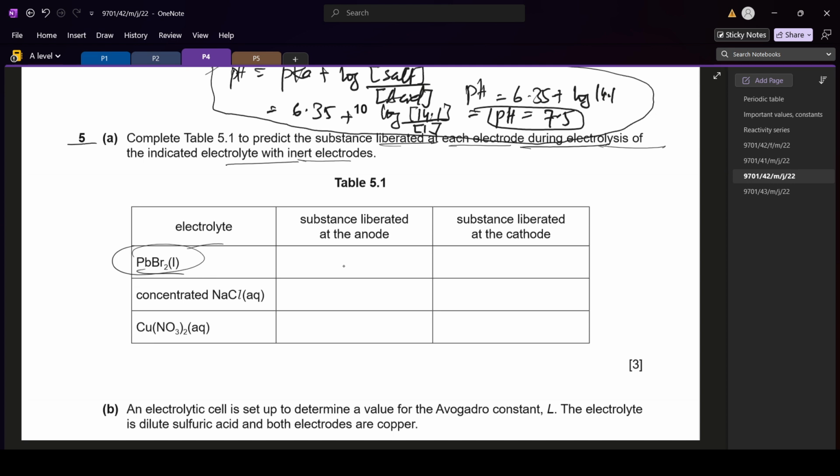So what will be liberated at the anode? An anion is liberated at the anode. So the bromine will be liberated at the anode, and the lead will be liberated at the cathode.